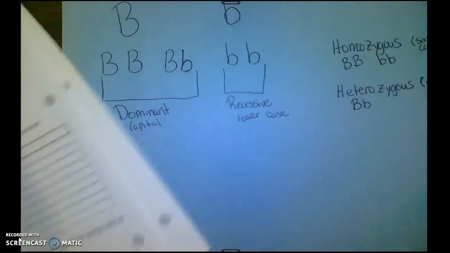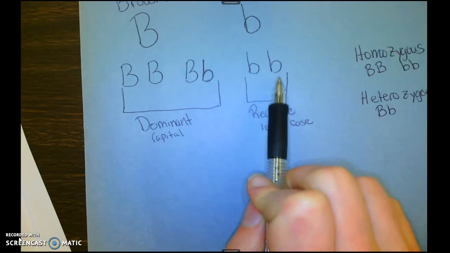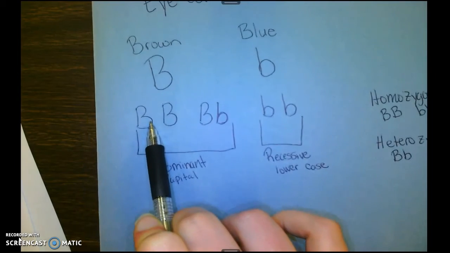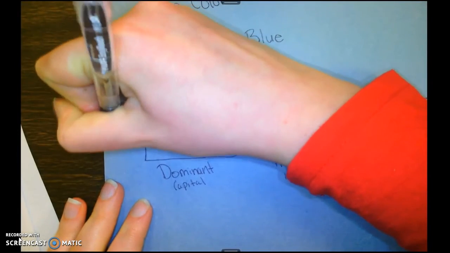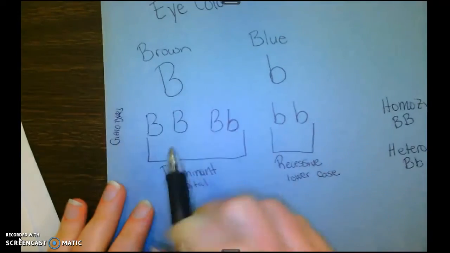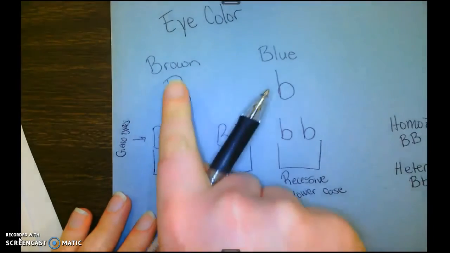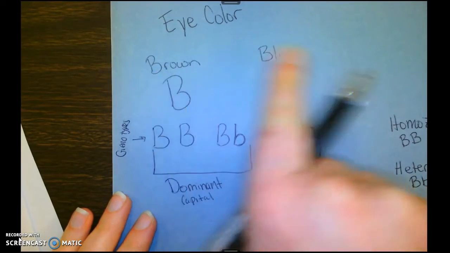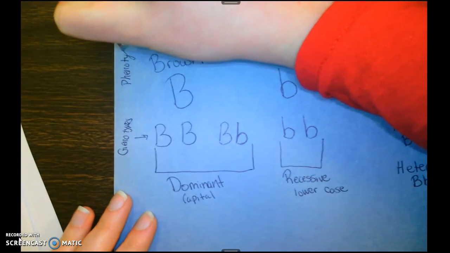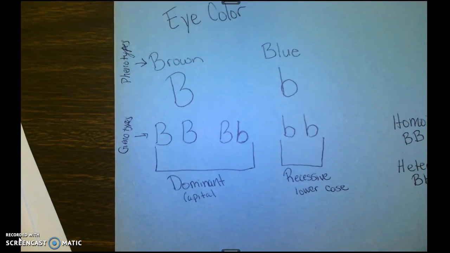In our examples, big B, little b, little b, these are all genotypes. The letters are genotypes. The phenotypes are what you see, either brown eyes or blue eyes.